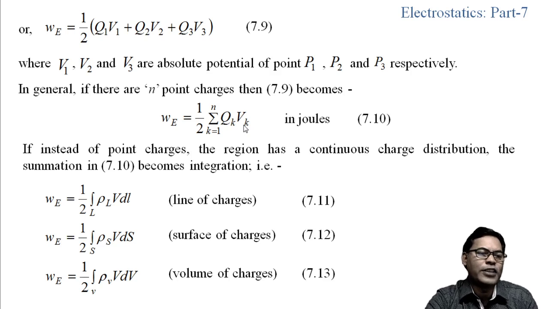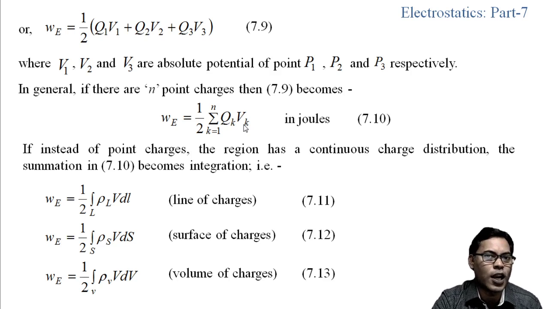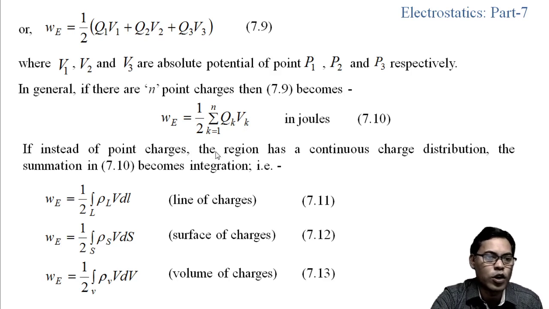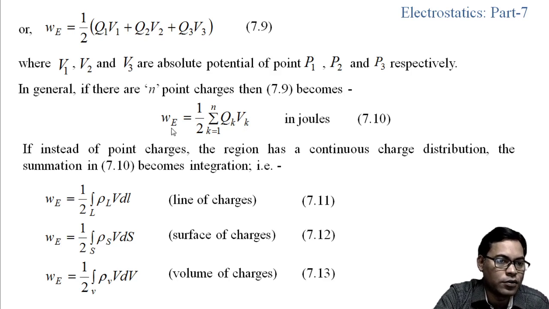Now instead of this n number of point charges, if we consider again the line charge, the surface charge, or the volume of charge, taken from infinity to some free space where we want to find the electric charge density, then for those cases also we can find the total energy density, that is, We equals half of the line integral of rho L dl into V.